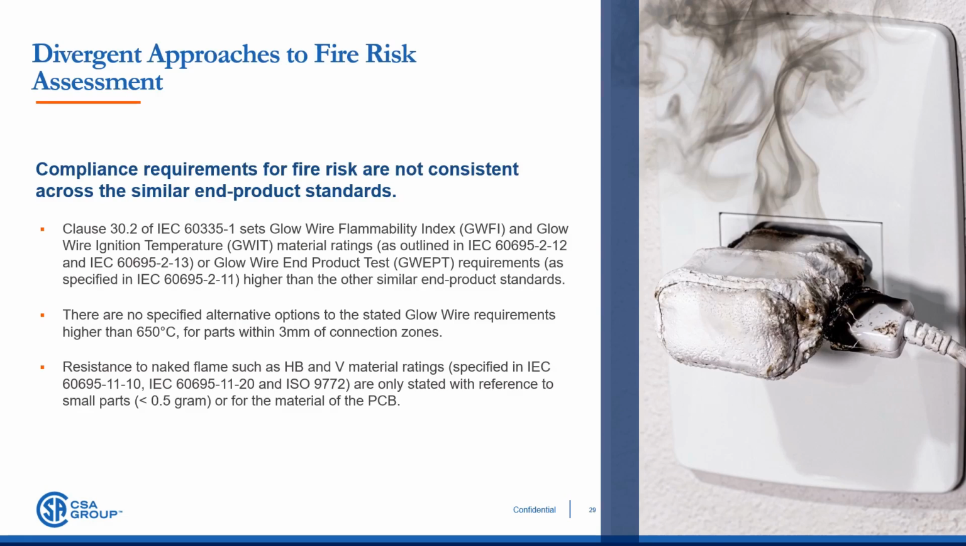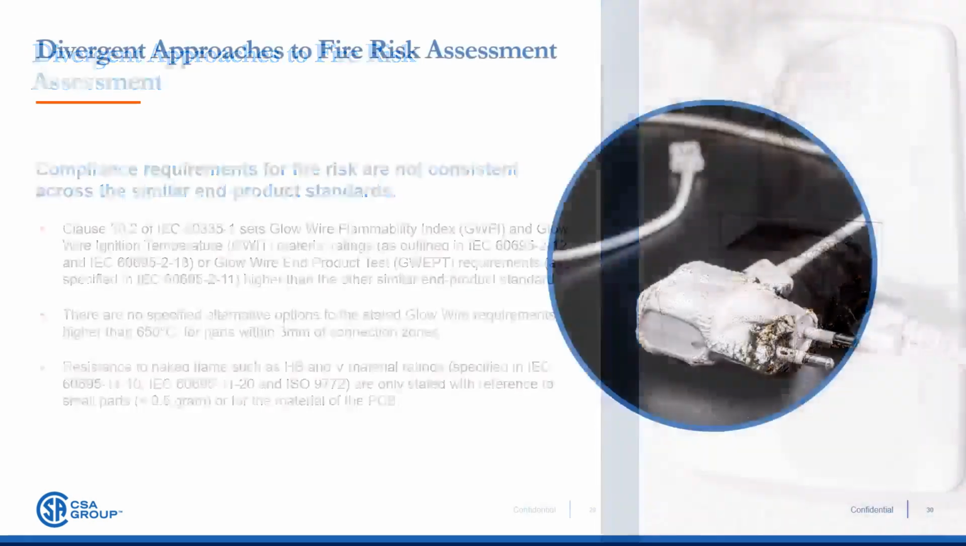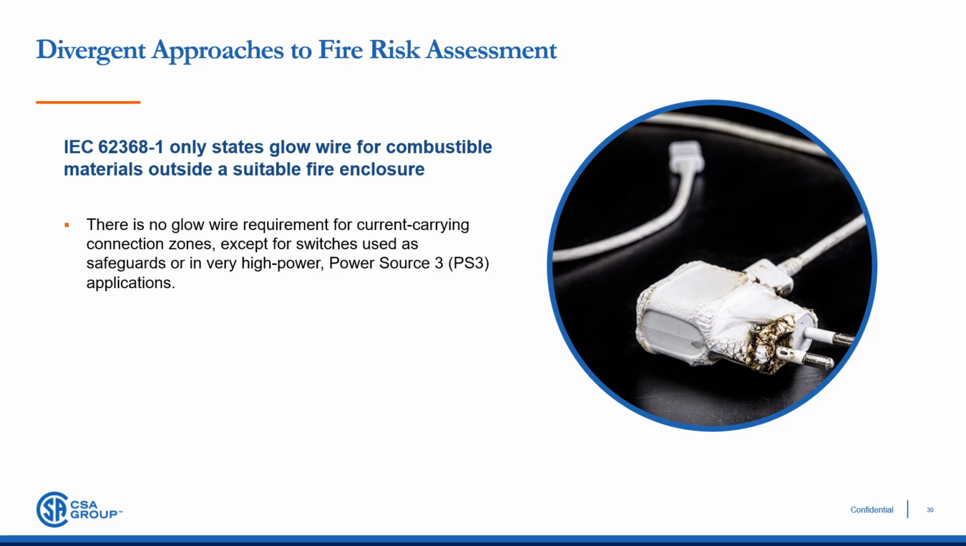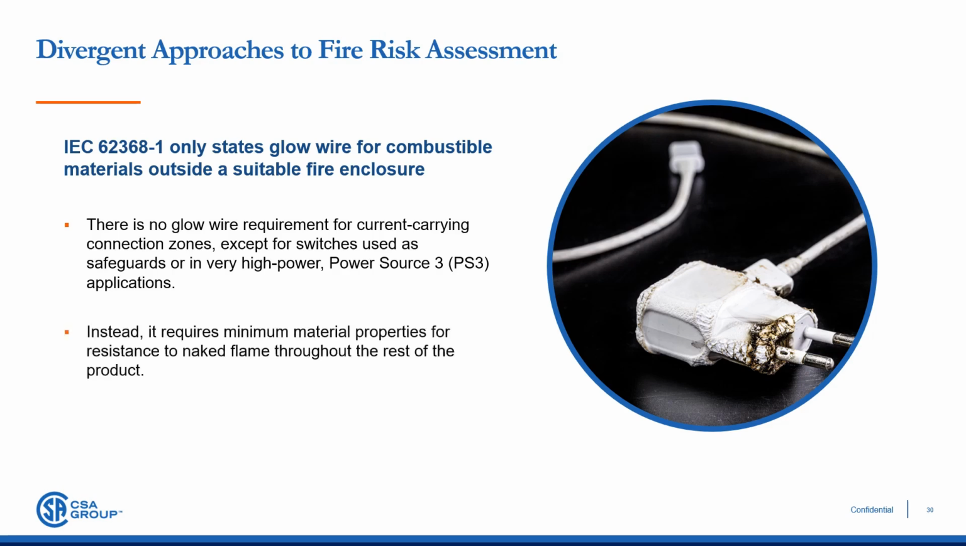IEC 62368-1 takes a different approach. There is no glow wire requirement for current carrying connection zones, except for switches used as safeguards or in high power applications. Instead, it requires minimum material properties for resistance to naked flame throughout the rest of the product, aiming to reduce the risk of fire spreading. For combustible materials outside a suitable fire enclosure, an allowable option for IEC 62368 compliance is to meet the 550 degrees Celsius glow wire end product test.